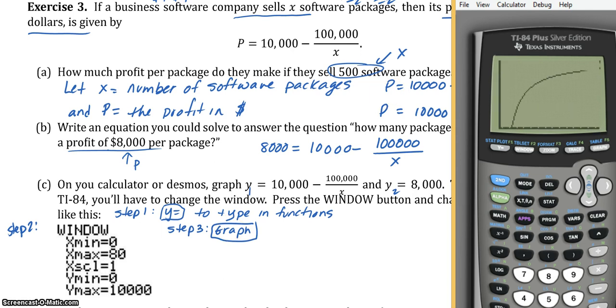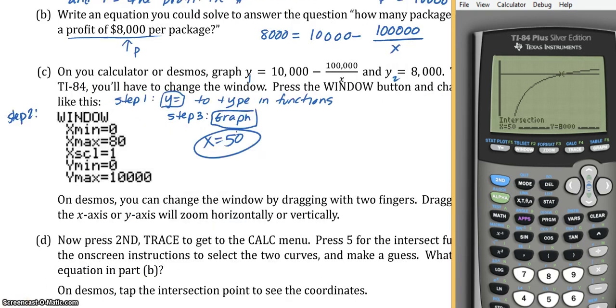And we get 1 and 2. So the intersection where they're both 8,000 is right there, that point. There's an X marks the spot. And you can see here, it lists X is 50, so the answer is 50. So if you plug in 50 for X, you would get 8,000. That's it.